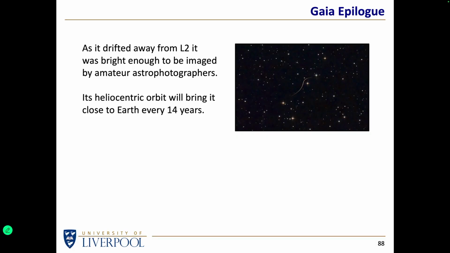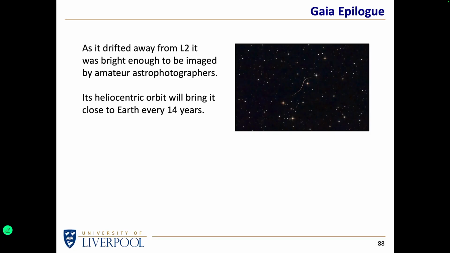As it moved away from L2, it was actually bright enough to be imaged, and some amateurs actually picked up this collection of dots here in this S shape. Basically tells you about the path of Gaia as it moved away from L2. And maybe it'll be back in another 14 years or so. Maybe it'll be bright enough to image again.